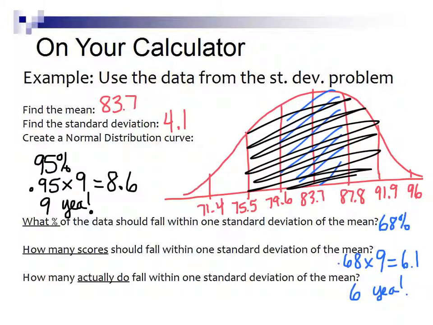All right, this is what I got. Within 2 standard deviations, that's 95%. That should have gotten you 8.6 tests that fall in that, and all 9 of ours did. So that's even within 2 standard deviations. That's why that 3rd standard deviation area is so tiny over there usually.